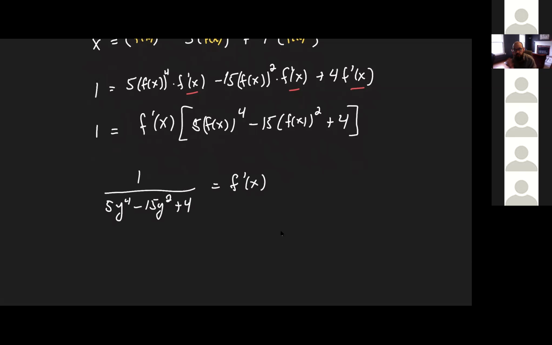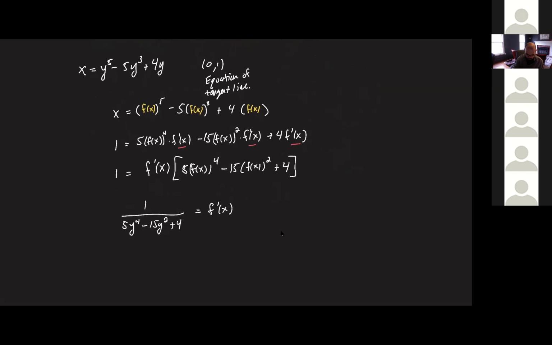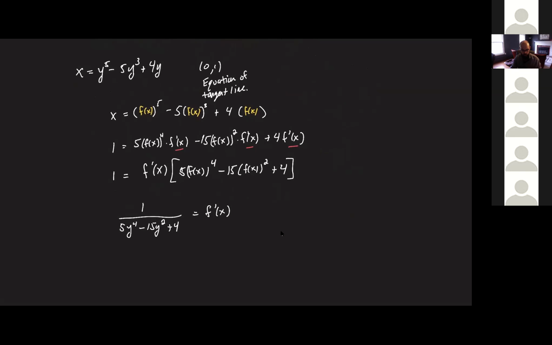Was this okay for everybody? I didn't do it in 2 steps, just in 1 step when I brought it over. I divided by that whole term, and I also simultaneously replaced my f of x's with y's. Good? Okay. All right, so this would be our derivative. Let's zoom out and put this all on one piece here.